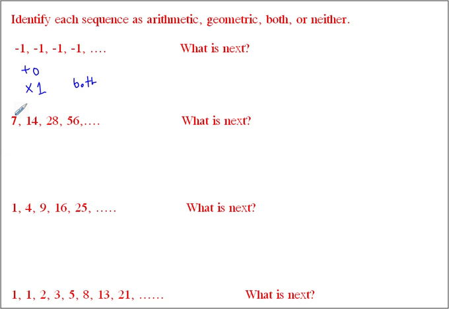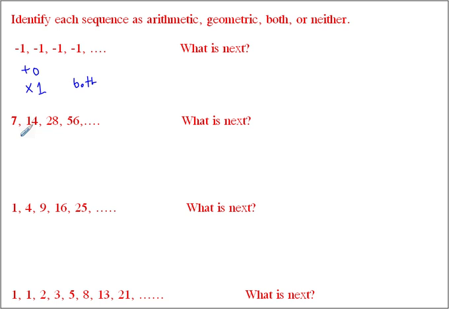Now over here, for this one, well, what's happening each time? From here to here, it's plus 7. From here to here, it's not plus 7, so it can't be arithmetic. And here to here is not plus 7 because the amount added each time changes.